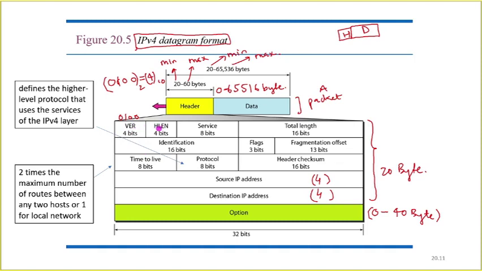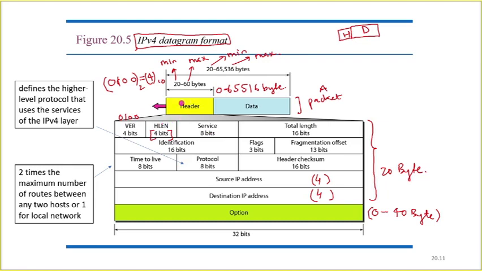Next is header length, or H length. The header length is 4 bits. What is the meaning of this header length? It tells what the length of the header will be.